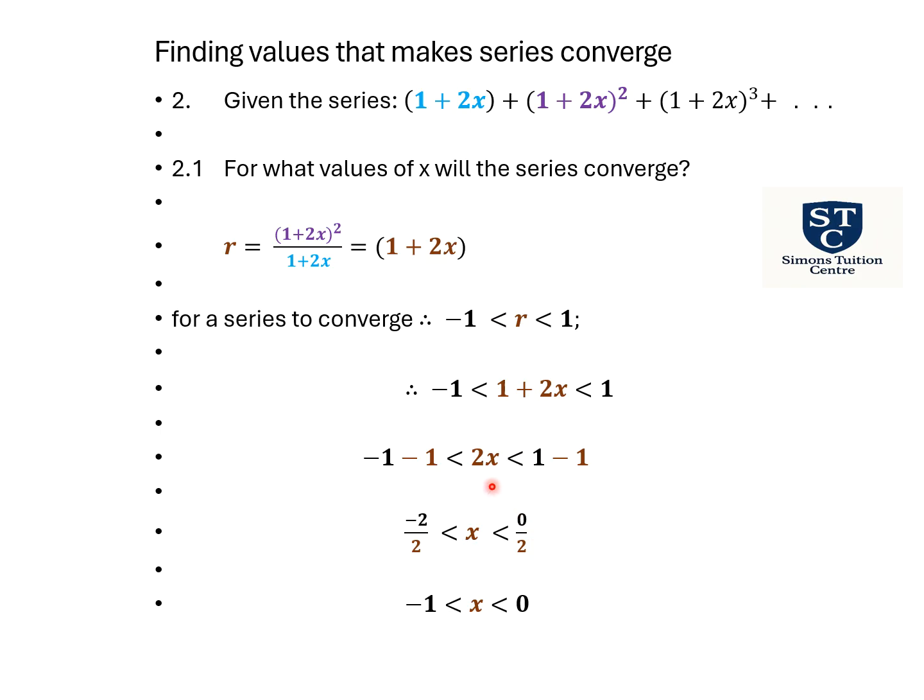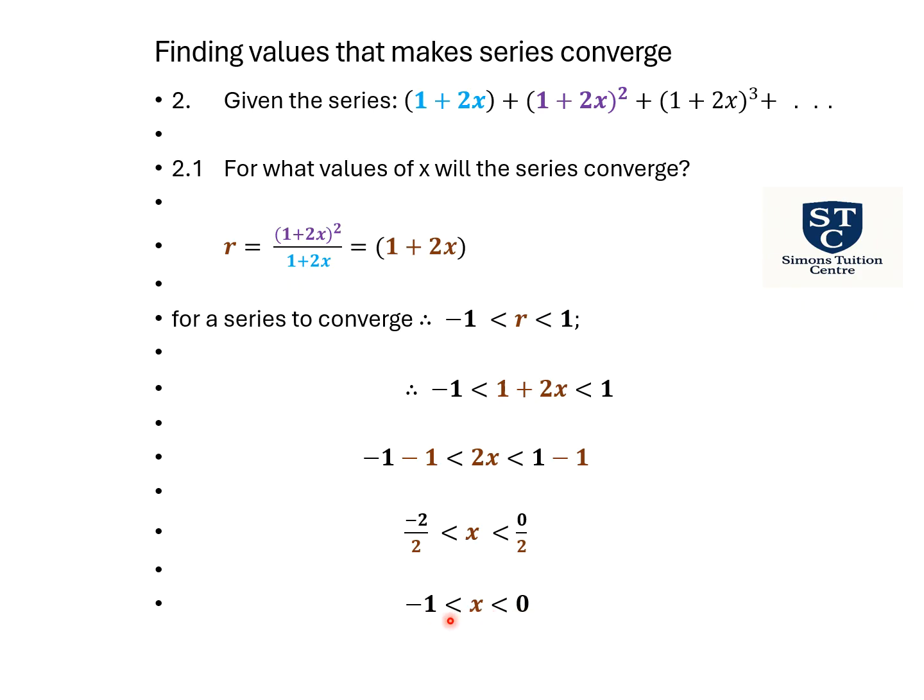I'm solving for x, so there it says 2x. So to get 2x to be 1, I'm always going to divide by 2. So 2x divided by 2 would give me x, negative 2 divided by 2 would give me negative 1, and 0 divided by 2 would give me 0. So x is less than 0 and greater than minus 1.